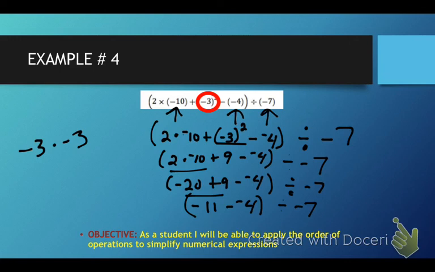Negative 11 minus a minus 4. Minus a minus turns into a plus sign. Negative 11 plus 4, a bill of 11, an allowance of 4. We still need $7, so it's negative 7. Parentheses go away, divided by negative 7. And a negative divided by a negative equals a positive, and 7 divided by 7 is 1. Your answer should simply be 1.